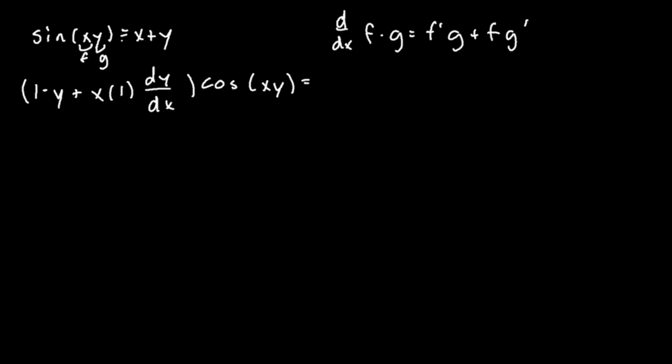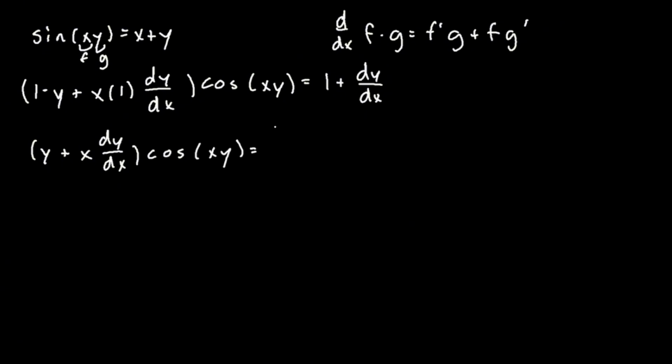Okay, how about the other side of the equation? Well, the derivative of x is just 1. And the derivative of y is just 1 times dy over dx. So we can omit the 1. Now, look what we have. We can simplify this. We get y plus x dy over dx times the cosine of xy is equal to 1 plus dy over dx.